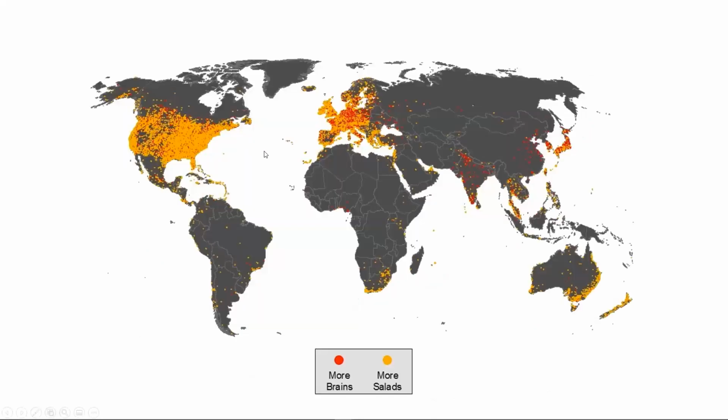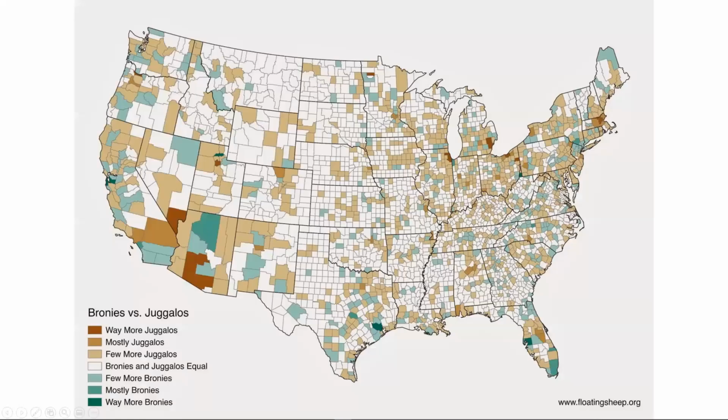This is the map we were talking about, the zombies, the more brains, the more salads tweet. Kind of joking, but also pretty funny. Bronies and juggalos. Do any of you know what bronies are or juggalos?